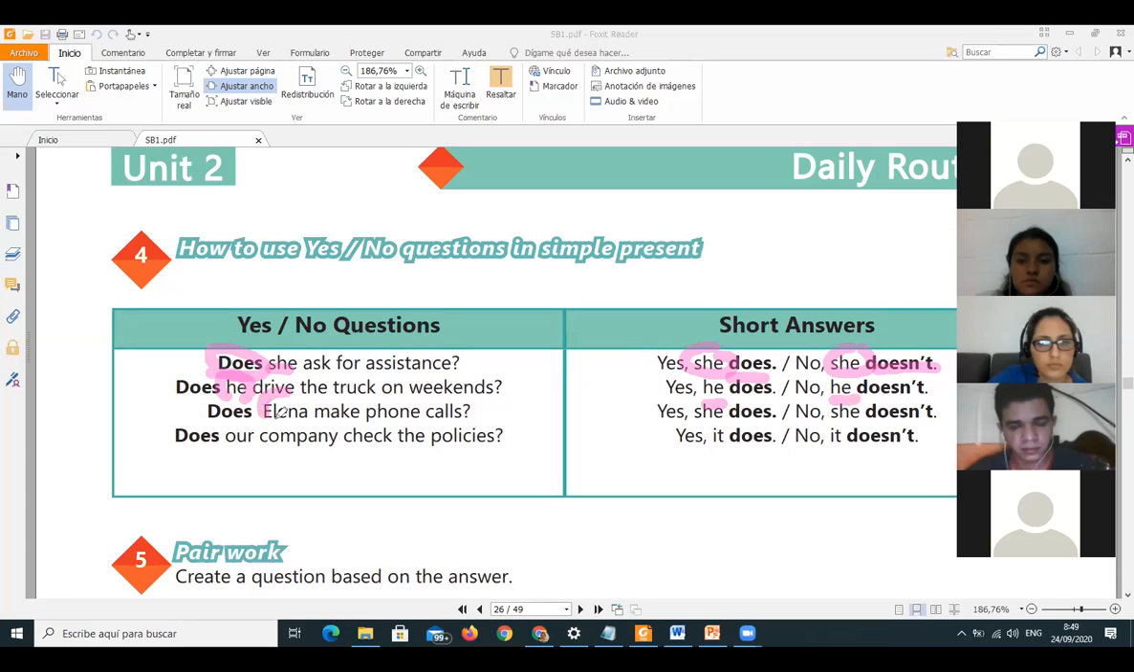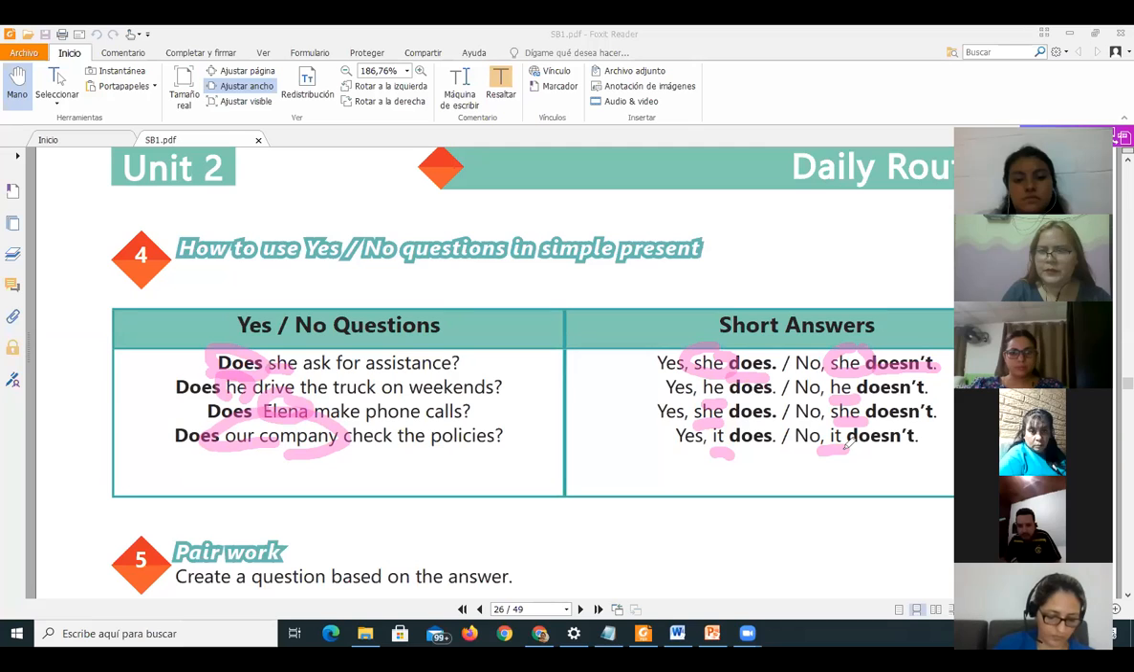We are talking about Elena in question number 3. Elena is like saying she. So that's why in the answer we have yes, she does or no, she doesn't. In question number 4, the subject is our company. Our company is not a person, of course, right? So when we answer, we are going to use the pronoun it. Yes, it does. No, it doesn't. Because we're talking about the company. We're not talking about a person, right? Do you understand this? Is it clear?